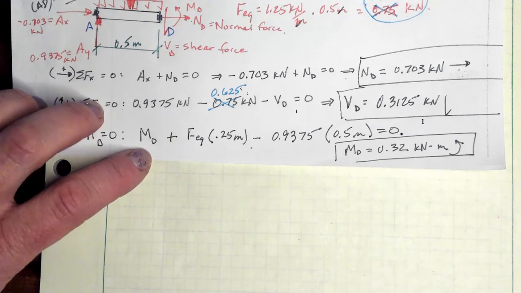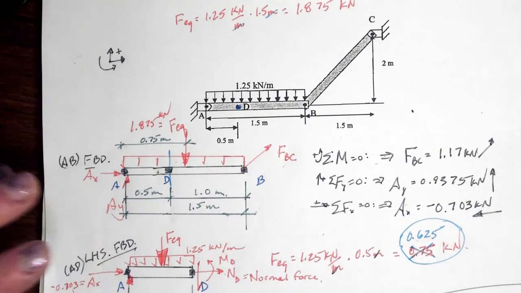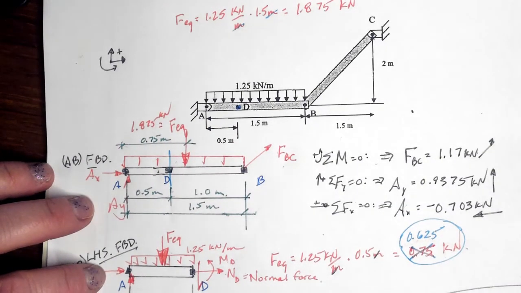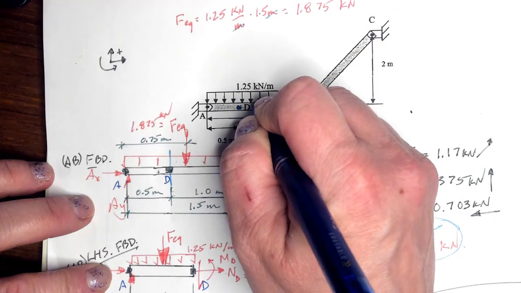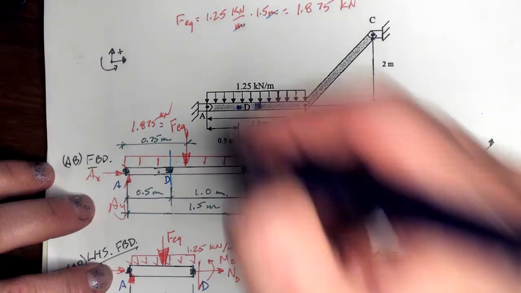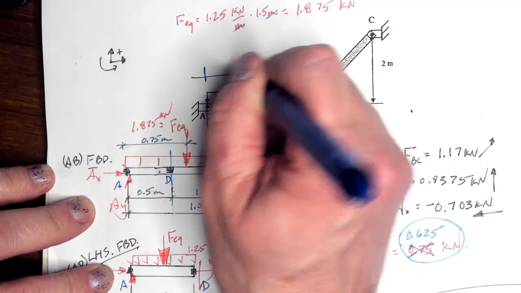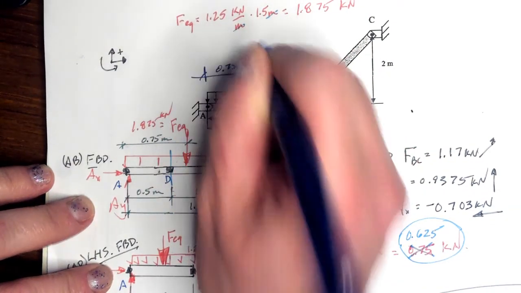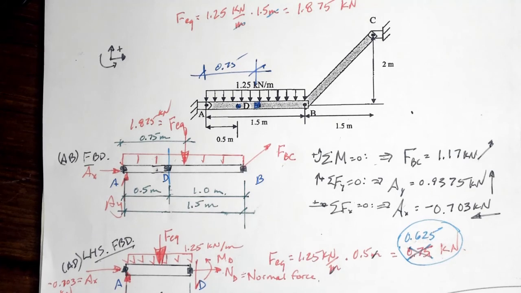Now, let's go back and I'm going to ask you a question. If I had asked you to do this problem, sectioning it right here at 0.75, could you have done that? Could you do it now? I think you can.